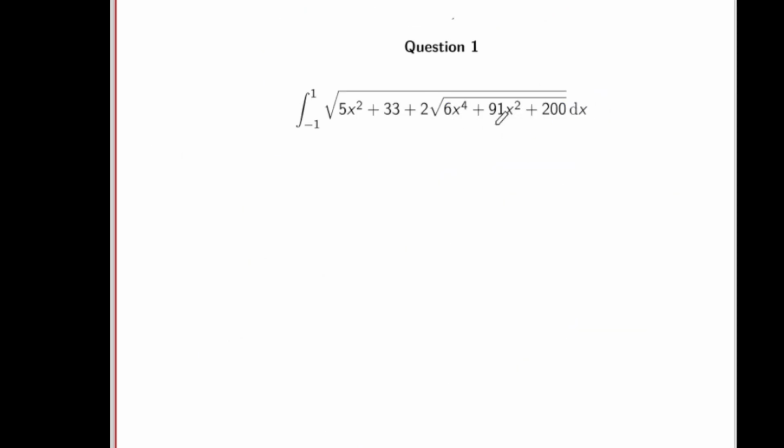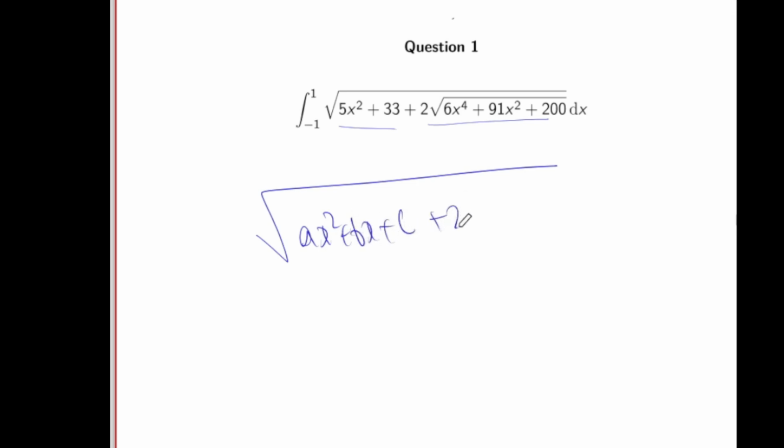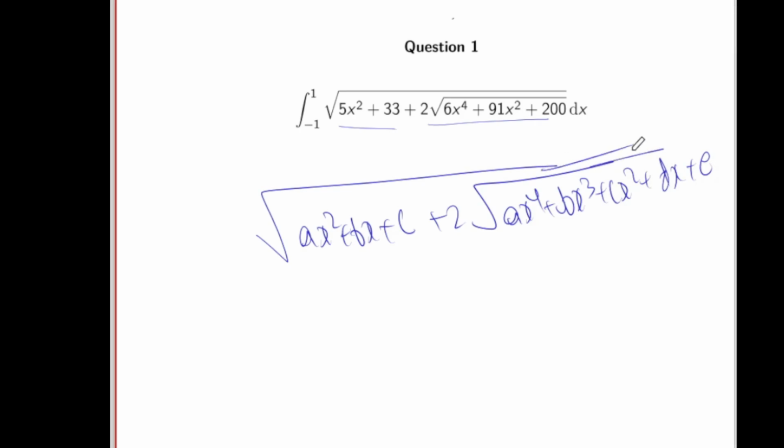Okay, so the whole point of me making this video was to show you what kind of trick they use in these integration bee tournaments, right? So usually when you see this problem, you might feel like, okay, this is a quadratic and this is a fourth degree polynomial, how the hell am I going to solve this, right? Usually when you consider something of the form ax square plus bx plus c, and plus 2 times square root of ax to the power 4 plus bx cube plus cx square plus dx plus e, something like this form, this might not be solvable, right?